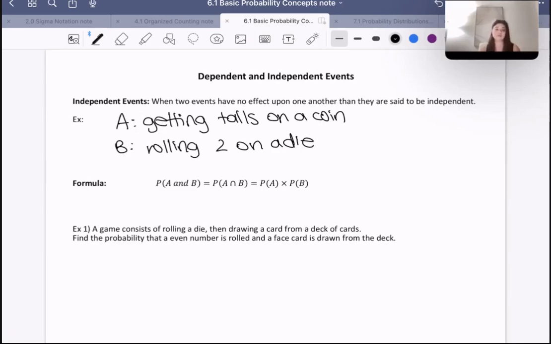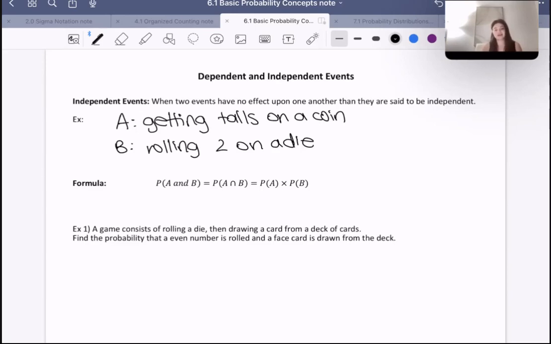And so the formula for independent events is this: if we have the probability of A and B happening, it is the same thing as the probability of A times the probability of B. Now, this is not true of all events. This formula is only true for independent events. When we have dependent events, then this is not the case.